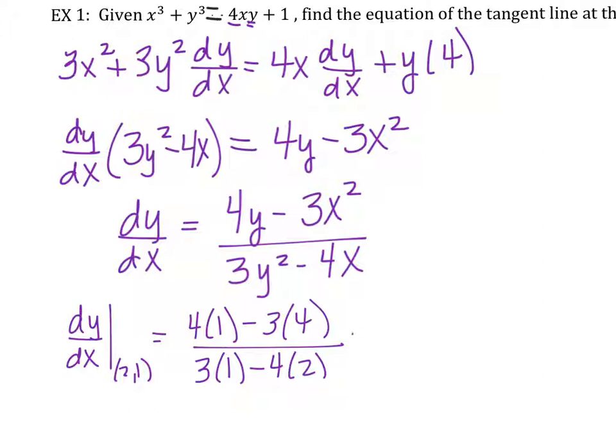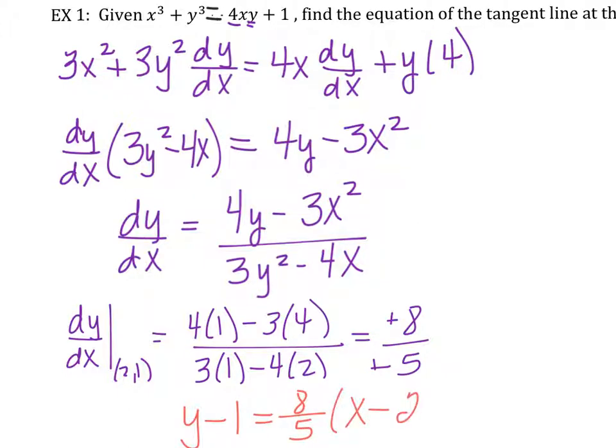So what do I have? 4 minus 12, that is negative 8. And then 3 minus 8, that's negative 5. So those negatives cancel. So my slope is 8/5. I do look again and make sure that I'm doing the tangent line, which I am. So it's y minus y coordinate is equal to slope times x minus x coordinate, and there is the equation of my tangent line.